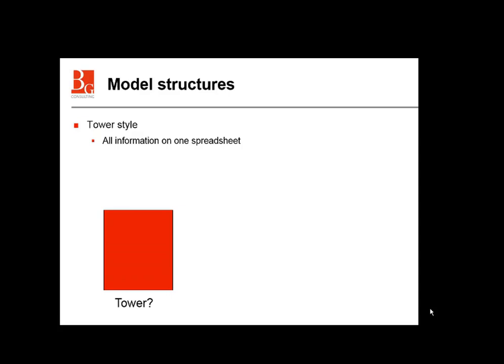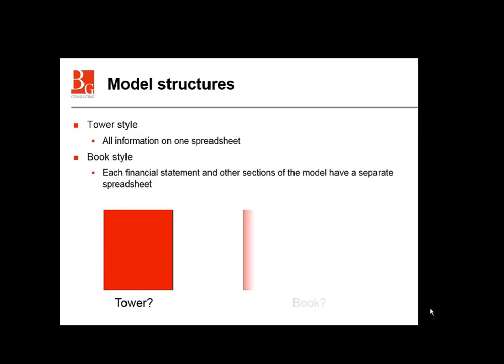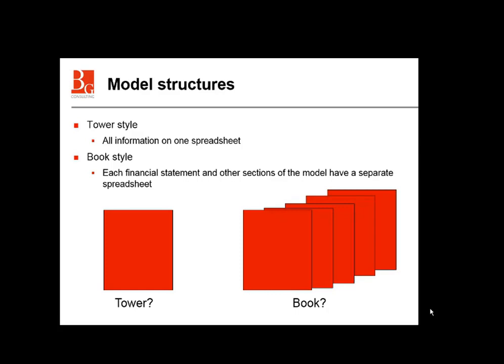Models can be structured differently. The two classic styles are tower style, where all information is on one spreadsheet, or book style, also known as matrix style, where each financial statement and other sections of the model have a separate spreadsheet.